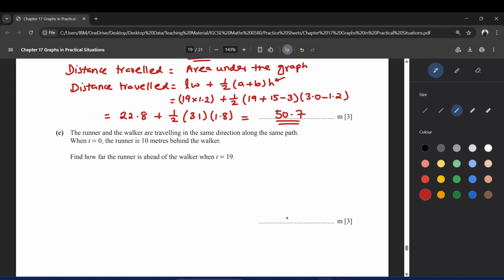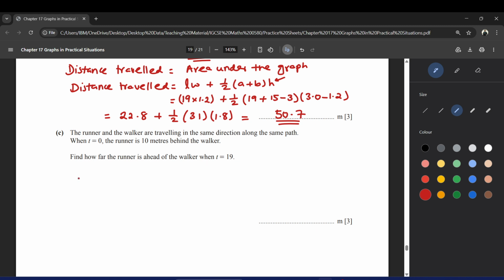All right, part C. The runner and the walker are traveling in the same direction along the same path. When t is equal to 0, the runner is 10 meters behind the walker. Find how far the runner is ahead of the walker when t is equal to 19.